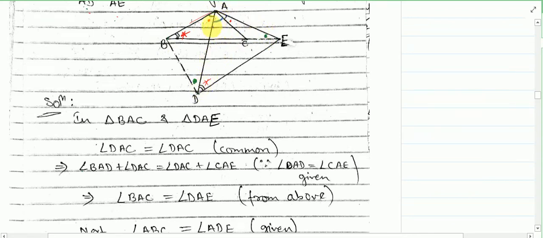This angle is common, and you can see that this angle and this angle are equal. Therefore let's say this is X and this is X, and this is Y. So obviously this whole angle will be X plus Y, and also this angle will be X plus Y. So you can see that for triangle BAC, this angle will be equal to this angle in triangle DAE. Why? Because of this common angle.